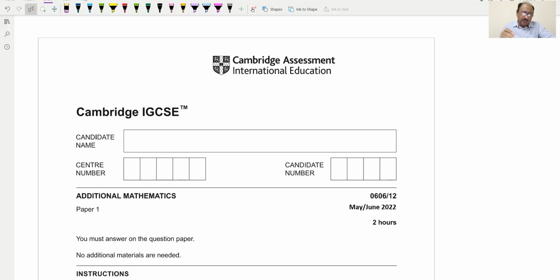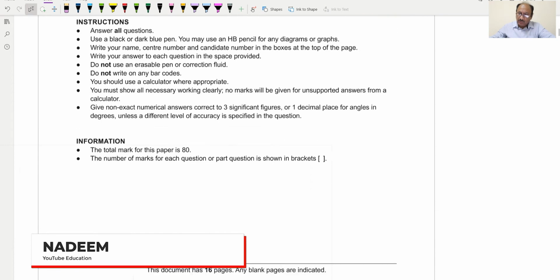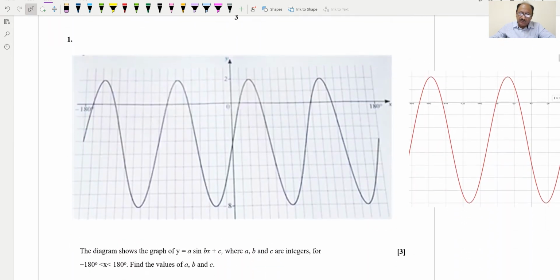Hello everyone, today we'll be going through Cambridge IGCSE Additional Mathematics Paper 1, 0606/1, May/June 2022. Let us move to question number 1. Question number 1 is this one.